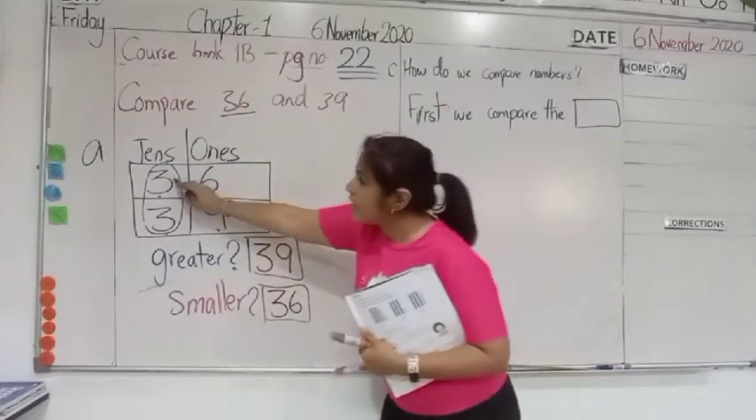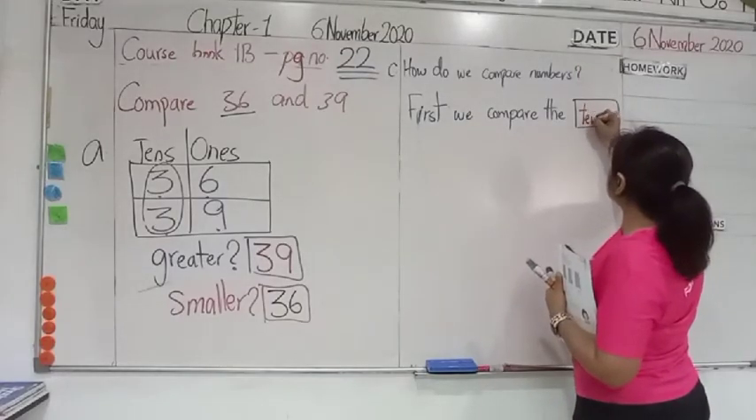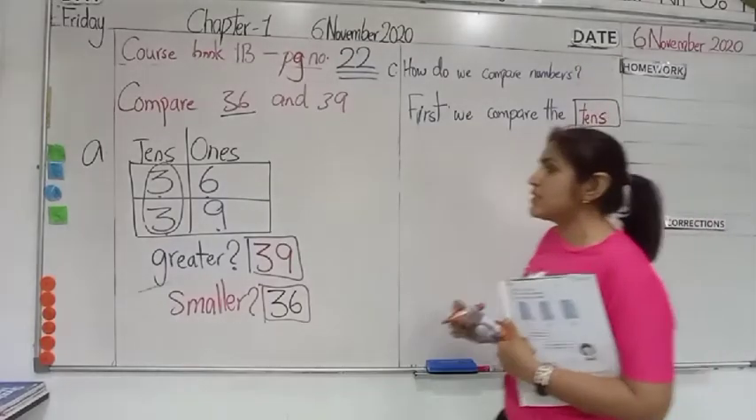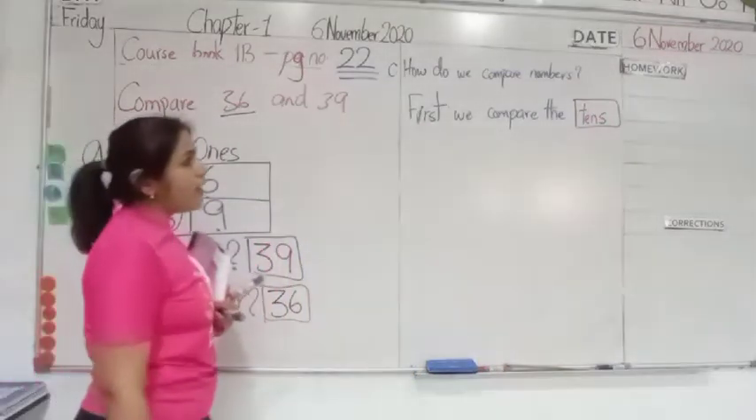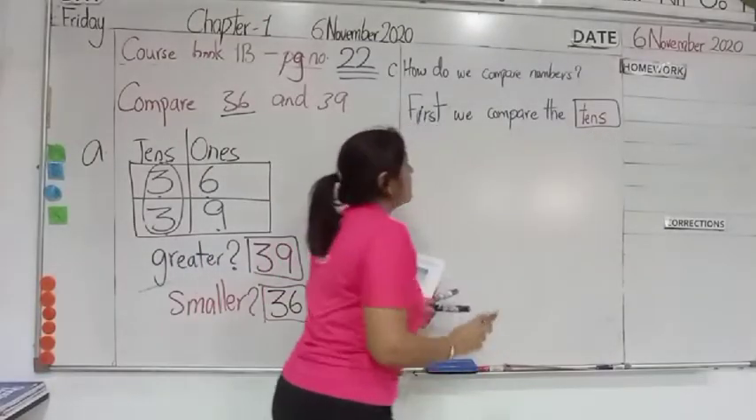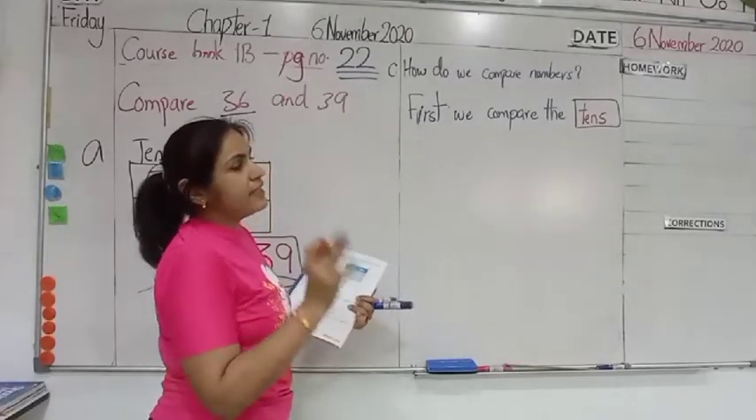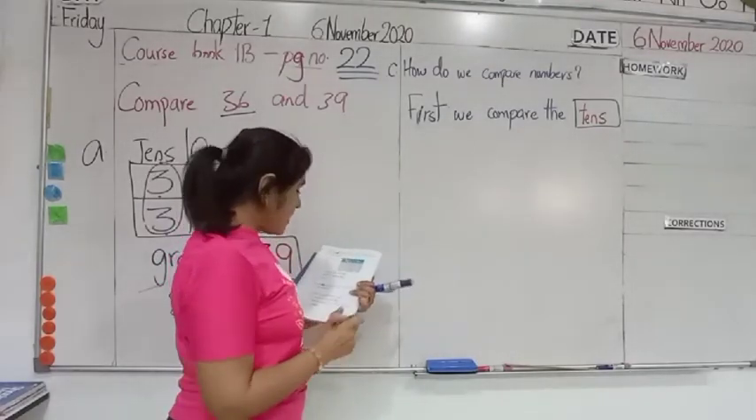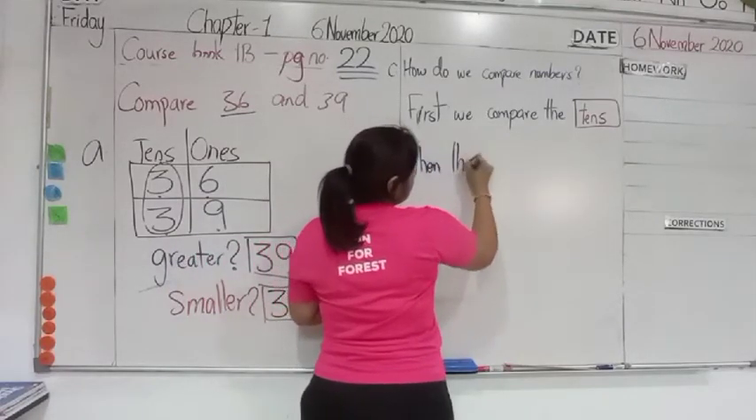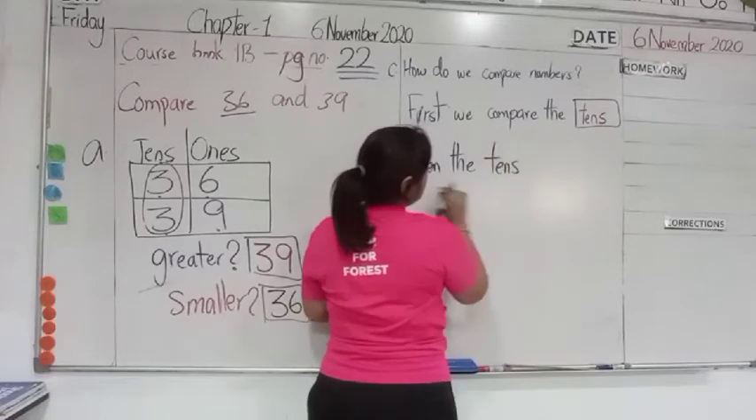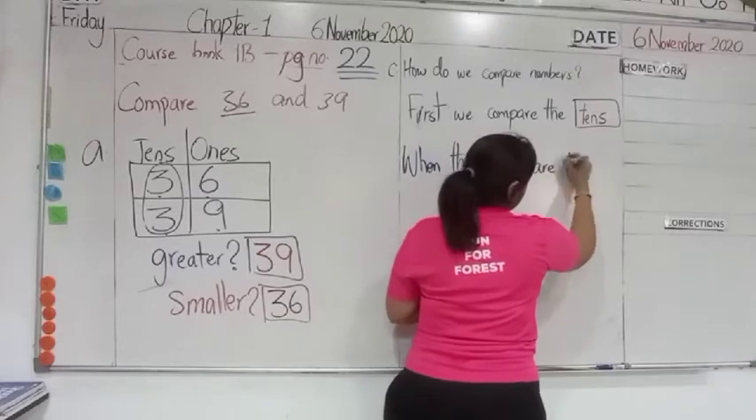We compare the correct tens. Write down in the box the word tens. We compare the number which is in tens place. Write down tens in the box. Then what comes next? Complete the sentence: when the tens are the same. I'm asking you this question, when the tens are the same number.